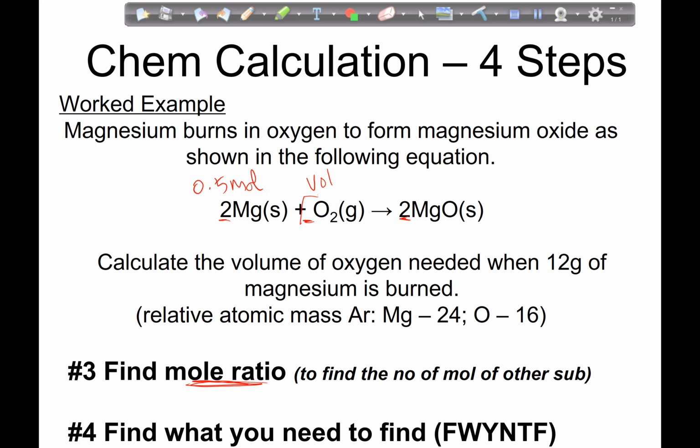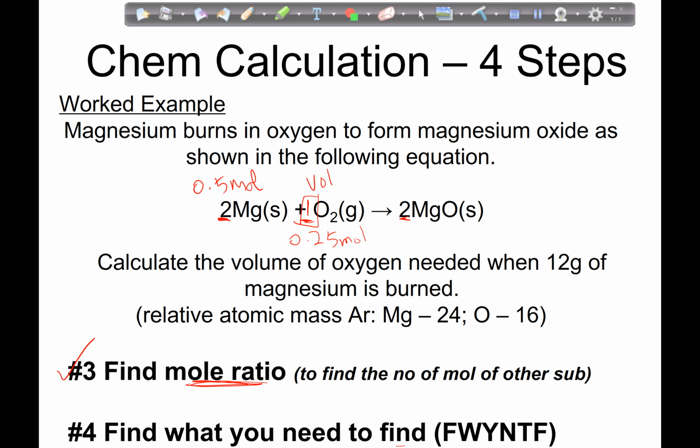So if I go by ratio, if 0.5 mole is represented by the 2 here, and the ratio is 2 and this is 1, so what should be the number of moles of oxygen? In this case, because the ratio is 2 to 1, if 2 units is 0.5 mole, 1 unit should be 0.25 mole, isn't it? Alright, so now I know this, and step number 3 is done.